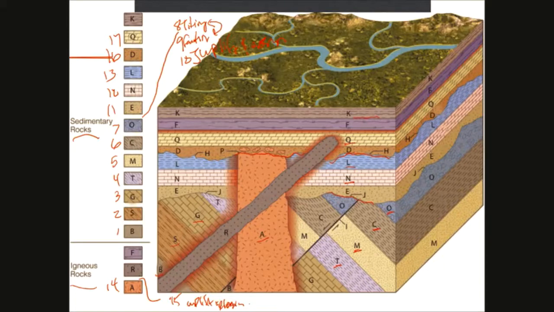So after Q, it could go 18, 19, and then 20. That would be R, F, K, or it could be F, K, R, or it could be F, R, K. It could be in any order for those last three, but we just know that they have to be younger than Q, and K has to be younger than F. So that's how we can put together that sequence of events applying those principles of relative dating.